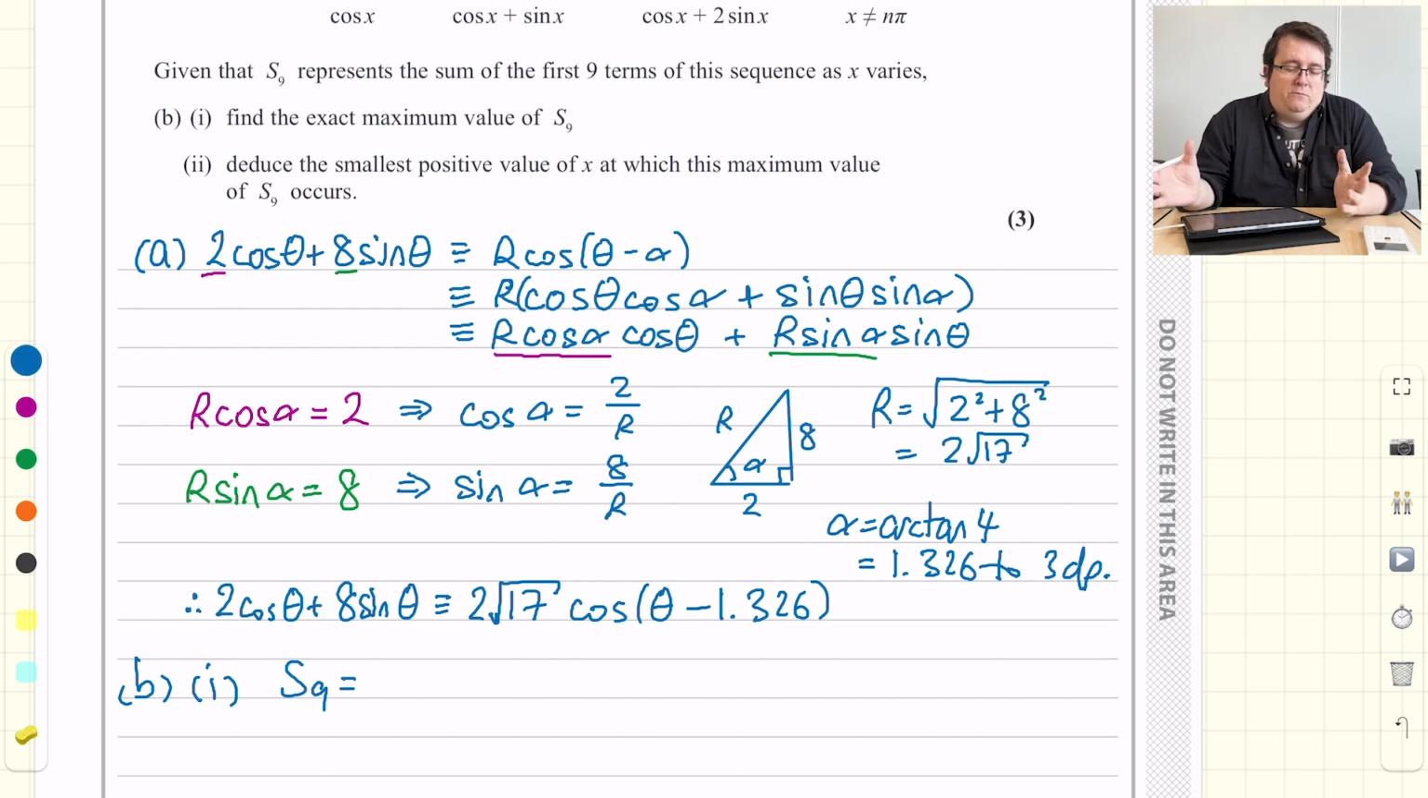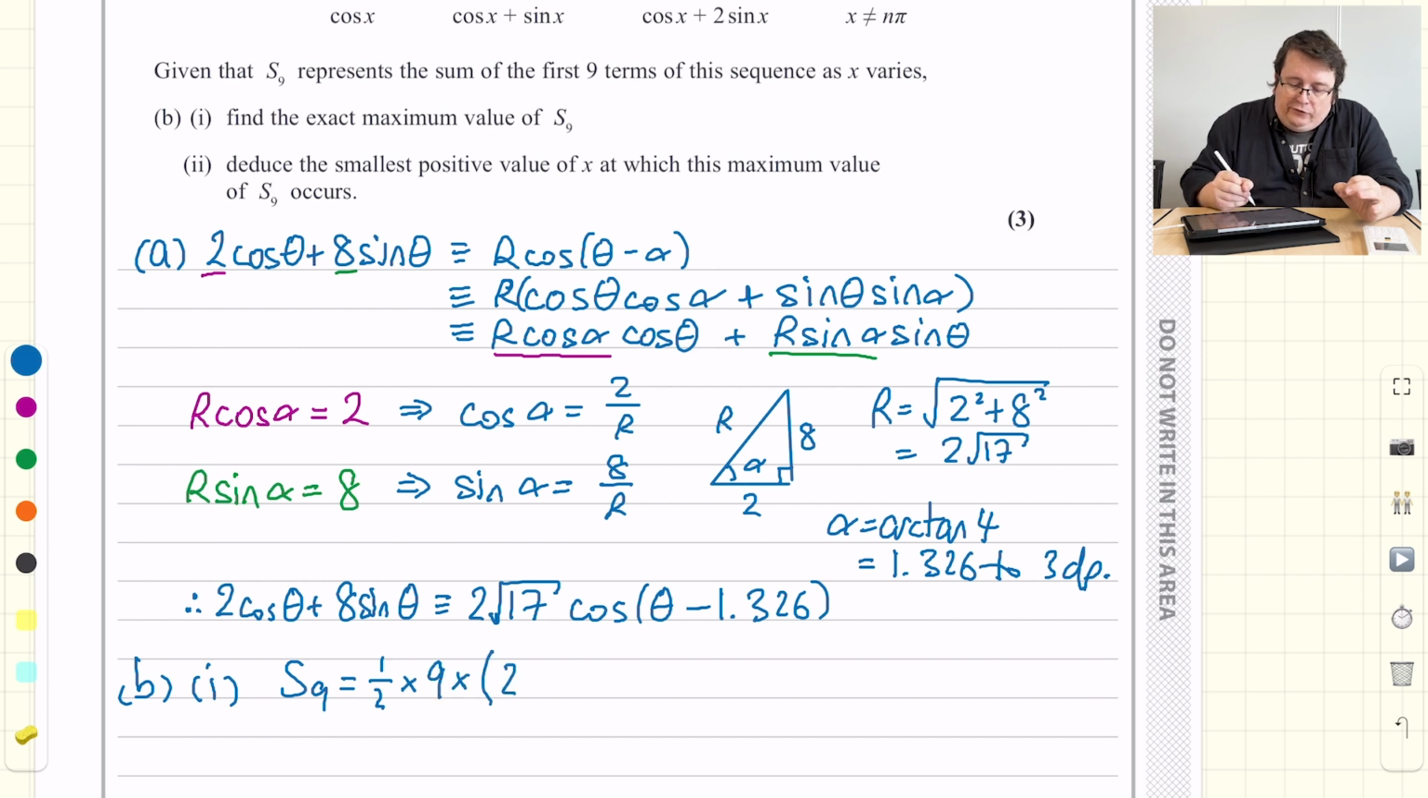So we've been told that it's an arithmetic sequence, and it is arithmetic because we've got this first term cosine x, and each time you're adding on a sine x. Okay, so that's your common difference. So the sum of the first 9 terms using the formula is 1/2 times n times by 2 lots of a, so 2 lots of cosine x, plus n minus 1, so 8, times the common difference, which is sine x. Okay, so we've got 1/2 times 9 times 2 cosine x plus 8 sine x.